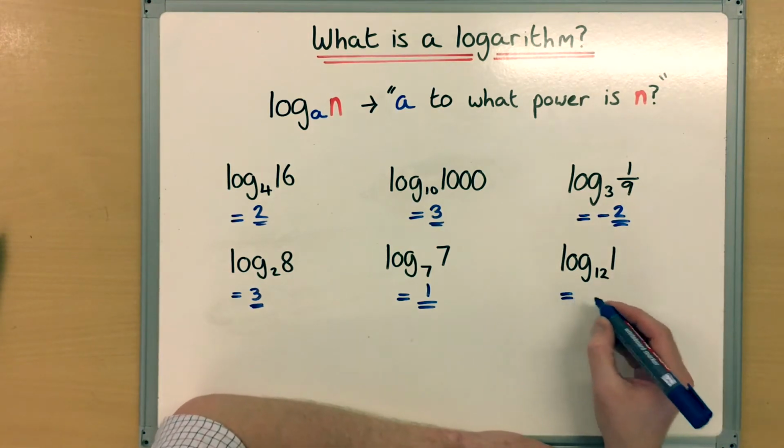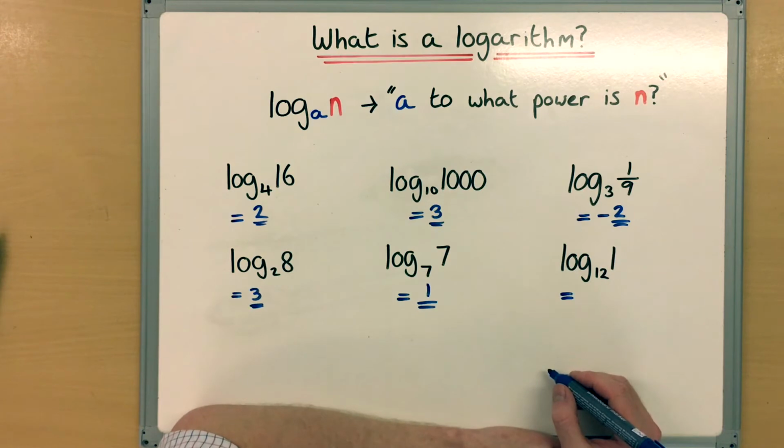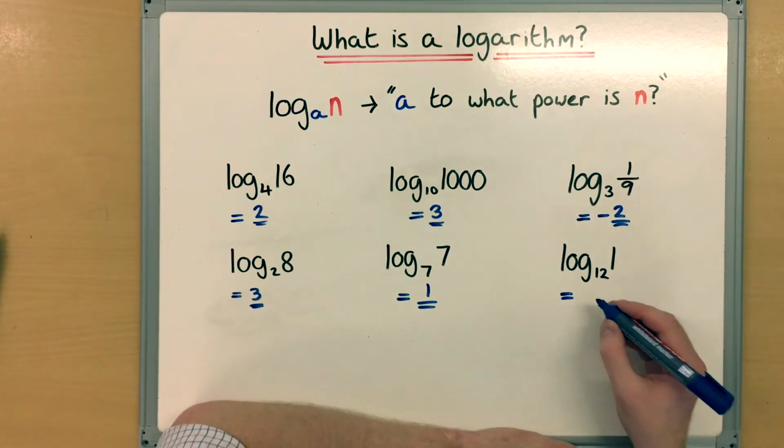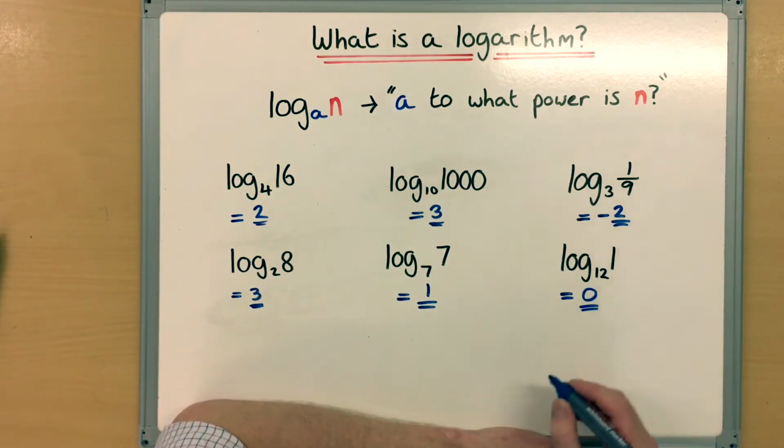And the last one here, 12 to the power of what equals 1? The only way we're going to get that is 12 to the power of 0. So the answer is 0.